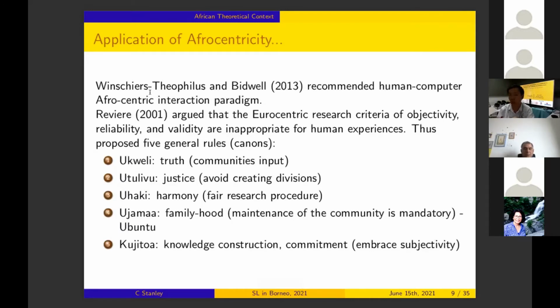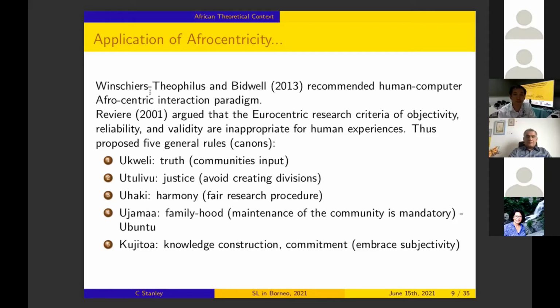And also some of our colleagues recommended a human-computer Afrocentric interaction paradigm when we are busy with human-computer interaction. And so then we took Refire, who proposed five general rules, canons. These five rules say that, okay, the truth of the communities, that's rule number one. So that's the truth of the communities, that's your input to your knowledge. And then also justice: avoid creating divisions in the communities.